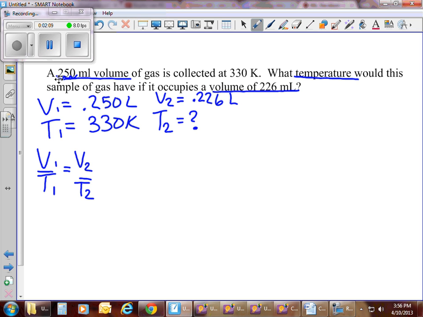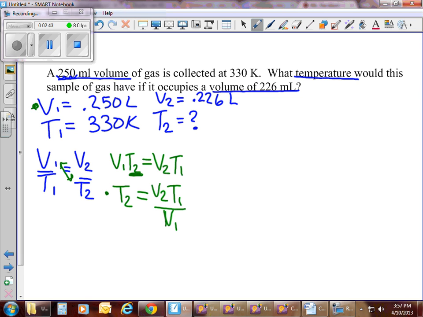So we're looking for our T2. My first step is to cross multiply. So I'm going to have my V1 times T2 equals V2 times my T1. And we are looking for T2, so I'm going to divide both sides by V1. So I need to have this in my problem.